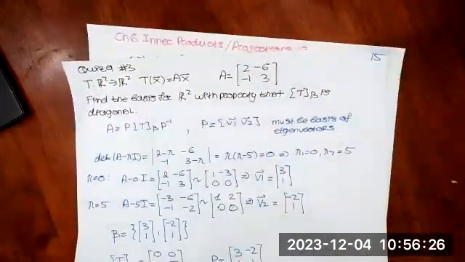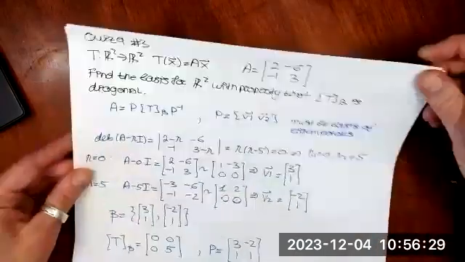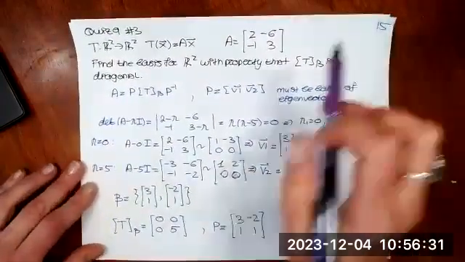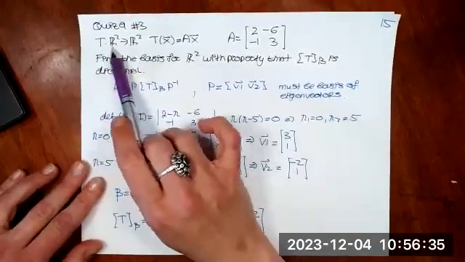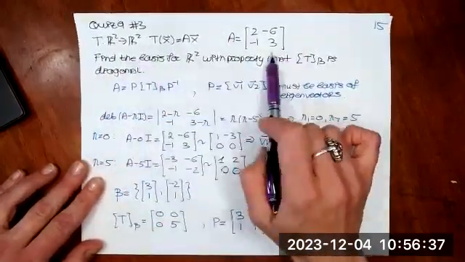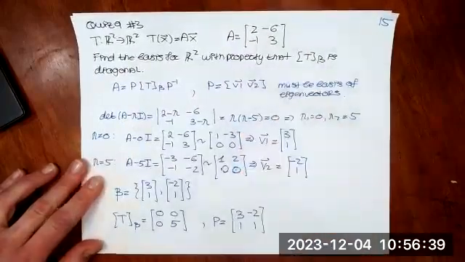I just have time for that last problem. That was the last problem on quiz 3. I was given a linear transformation from R2 to R2 defined by this matrix A.